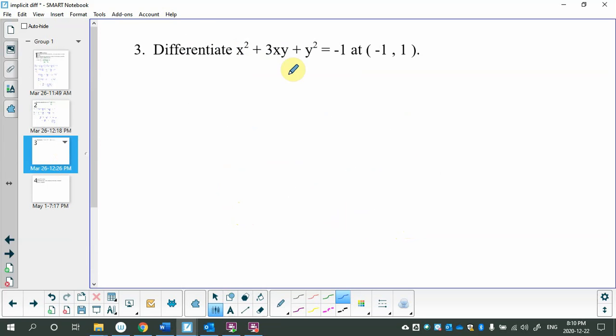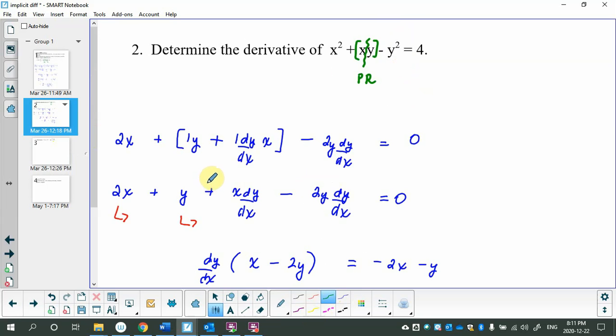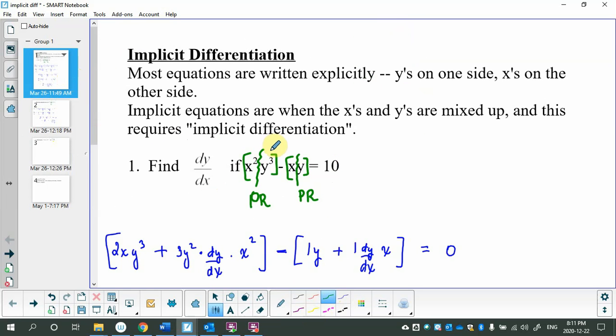One difference, the instructions. Don't say find the derivative, don't say dy by dx, say differentiate, which is exactly the same thing. Second difference, oh my gosh, this is a big one. I'm given a number. In fact, I'm given two numbers. One number is the x, and one number is the y. I was not given that in this question.